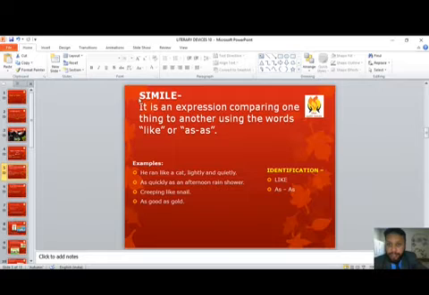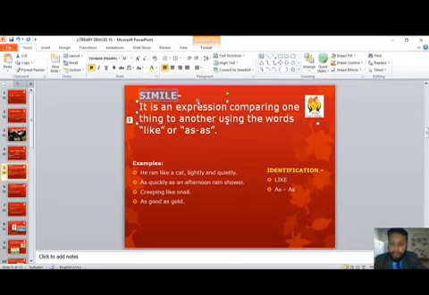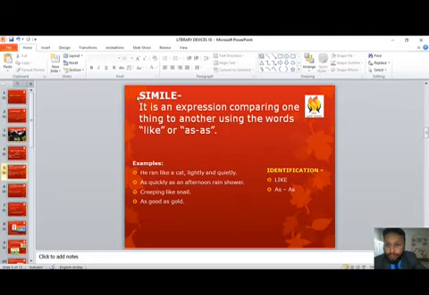So let us begin. The first one is simile. I have seen that students pronounce it as smile because it somewhat looks like a smile. It's not a smile, it's simile.